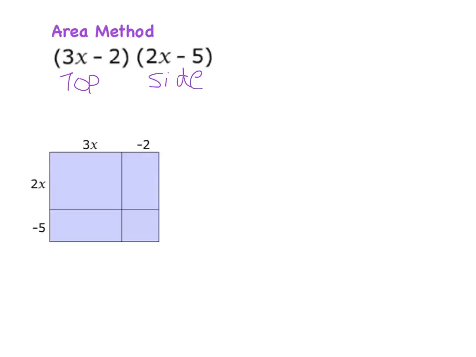Okay, and I'm now going to do the box multiplication. So essentially what I was doing back in first year. And how I do that is I multiply this term by this term to fill in this box here. So we have 2x times 3x, or 2x multiplied by 3x, and that will give me 6x squared.